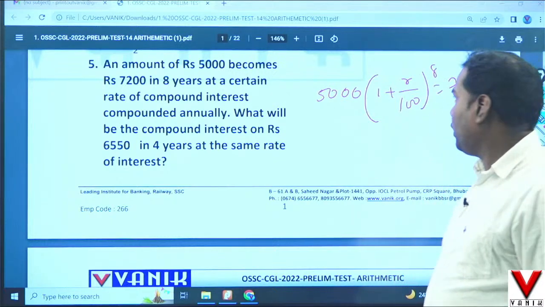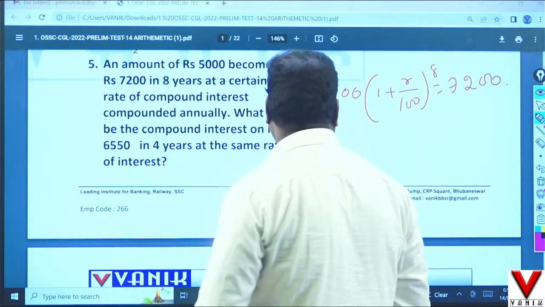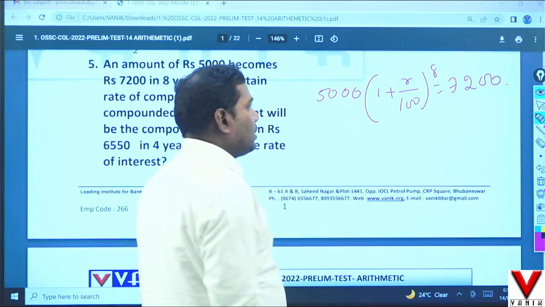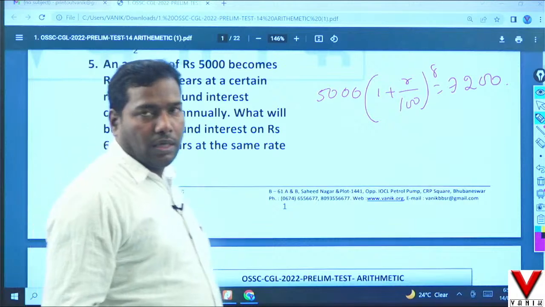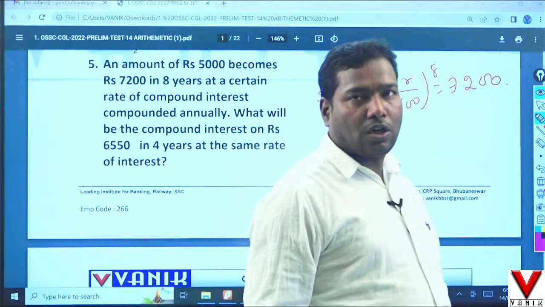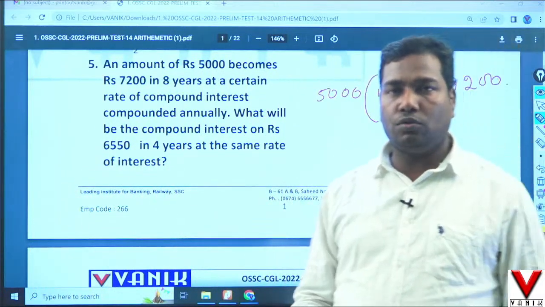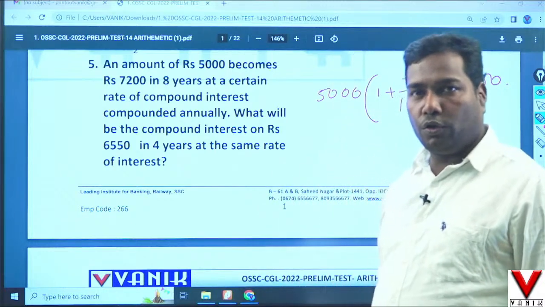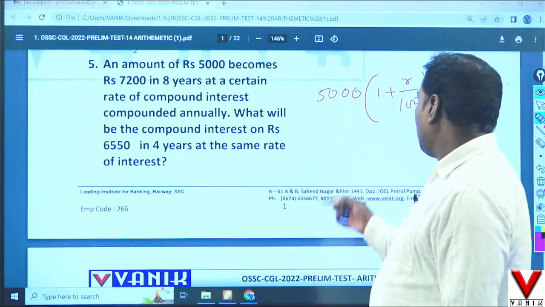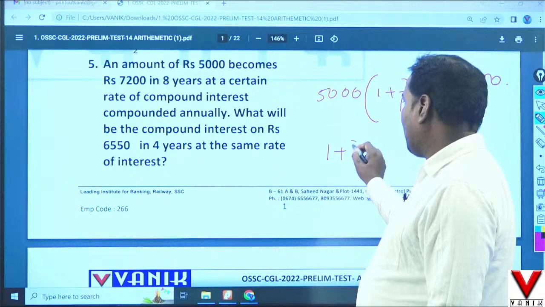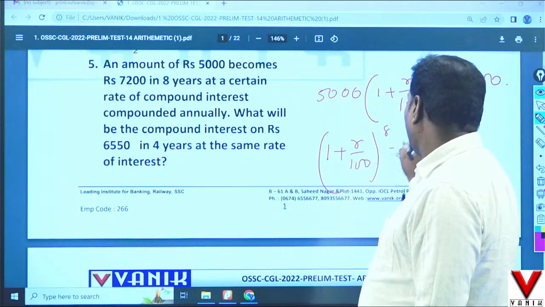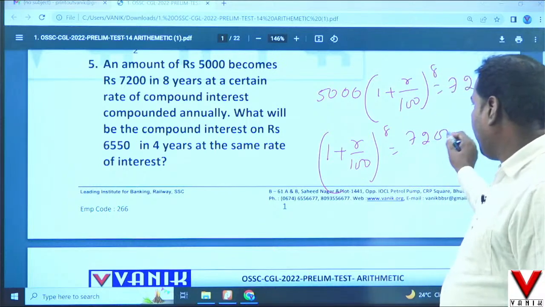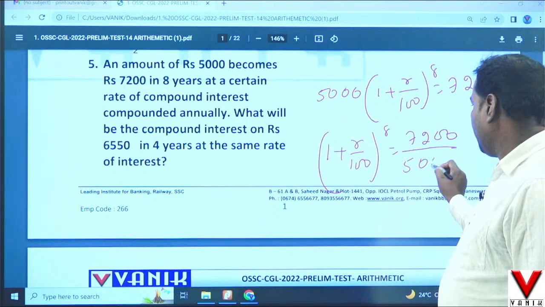A sum of 5,000 rupees at the rate of r% per annum for 8 years becomes an amount of 7,200 rupees at compound interest. So I can write (1 + r/100)^8 = 7,200 divided by 5,000.